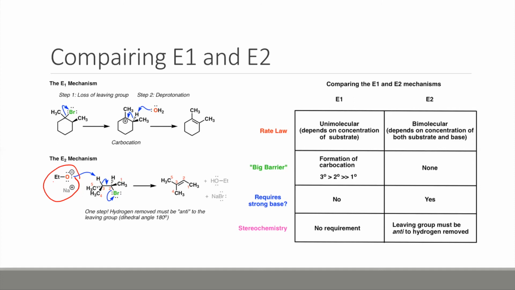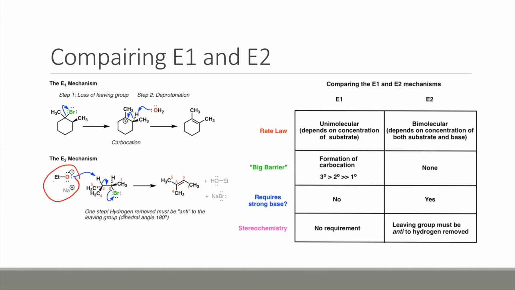For stereochemistry, E1 reactions do not have any stereochemical hindrance for the double bond formation. They will follow Zaitsev's rule because the carbocation formation occurs and then you can abstract your proton generally from any area.